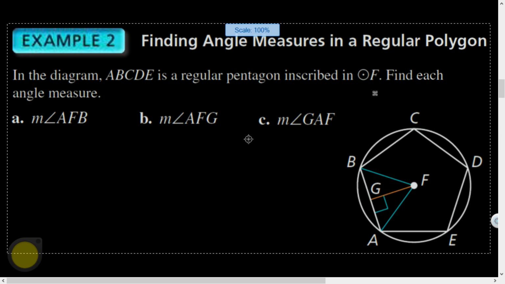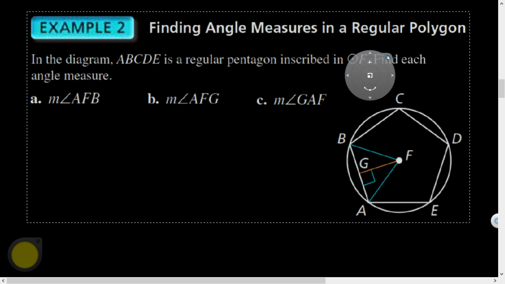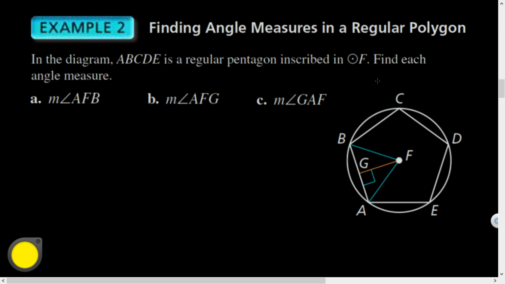But here we go. All right, find the angle measures in a regular polygon. Here is an inscribed regular pentagon, and it says find each angle measure of angle AFB. So there are 5 sides. Let's have you calculate that.